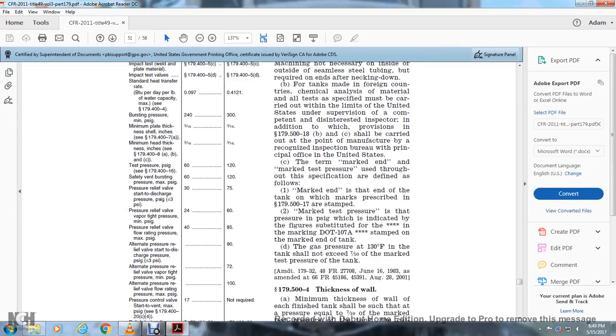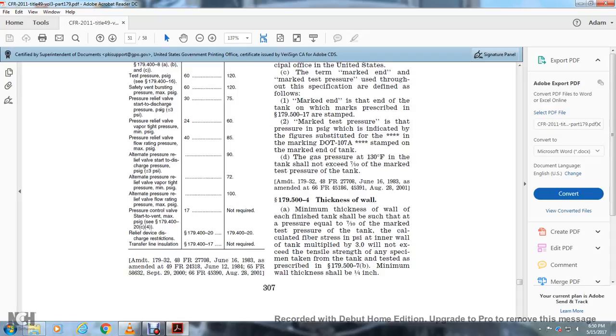The terms marked end and marked test pressure, throughout the use of the specification, are defined as follows. 1. The marked end is the end of the tank on which the marks prescribed in 179.517 are stamped. 2. The marked test pressure is the pressure in PSI gauge which is indicated with the figures substituted for the asterisk in the marking DOT 107 asterisk, stamped on the marked end of the tank. The gas pressure at 130 degrees Fahrenheit in the tank shall not exceed 7/10 of the marked test pressure of the tank.